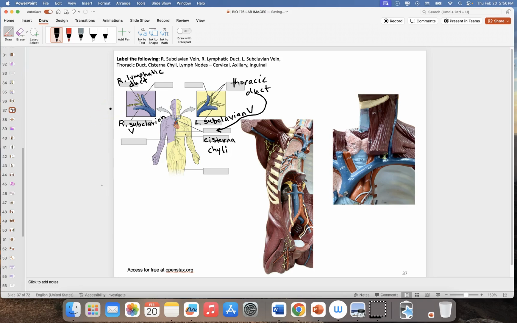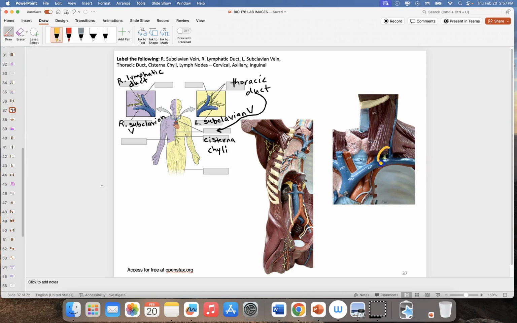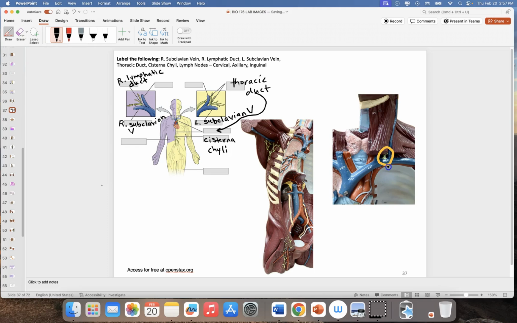We noted that we can see the thoracic duct on our model in the lab. I'm going to go ahead and use a different color just so that I can circle this structure here. So this light green structure here that's draining into that left subclavian vein, that is going to be our thoracic duct on the model.